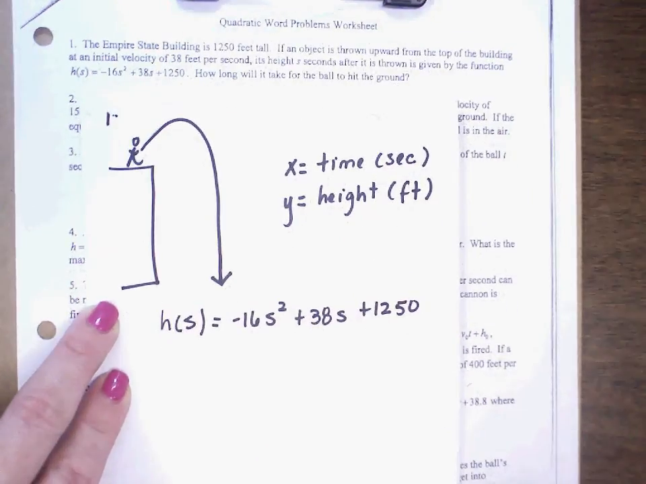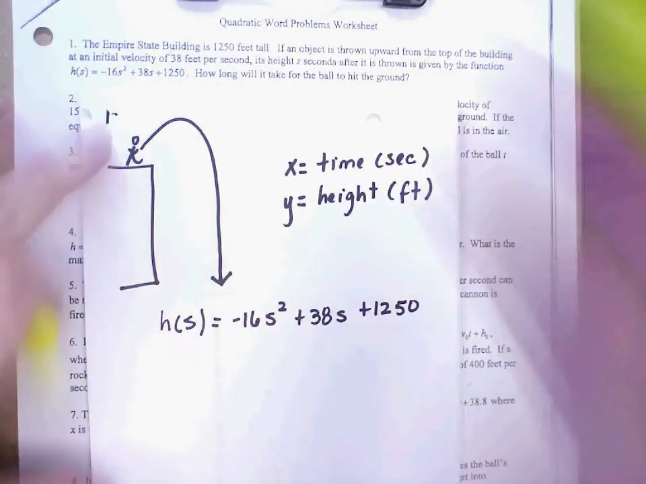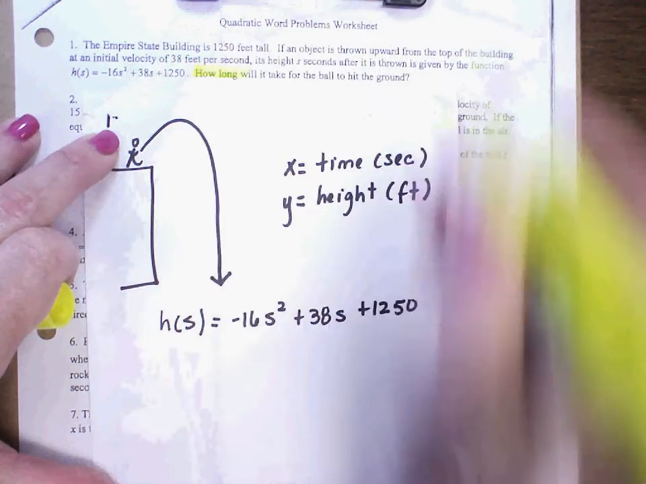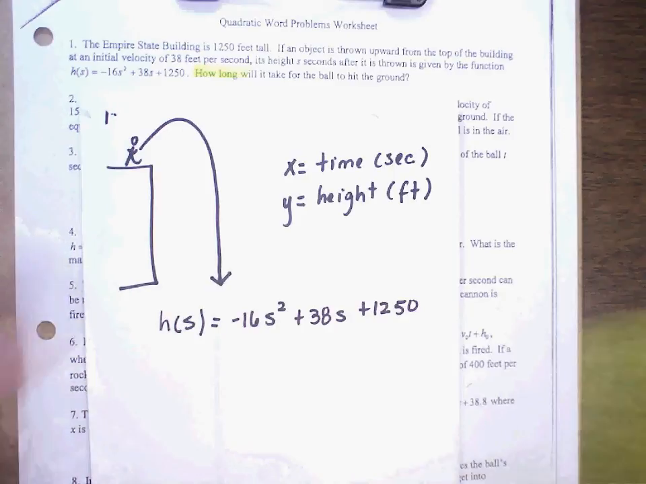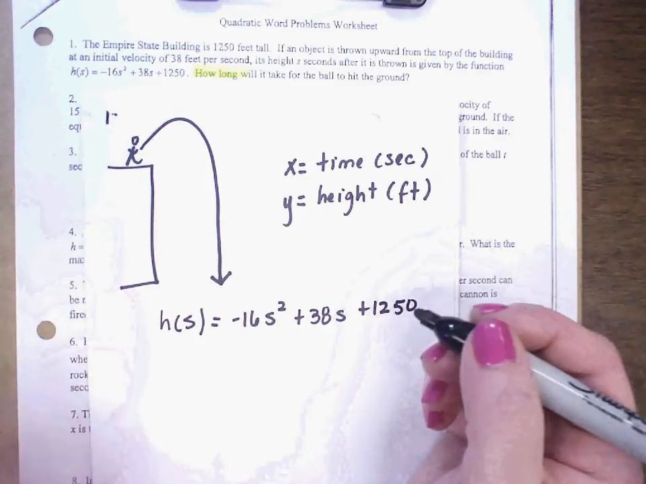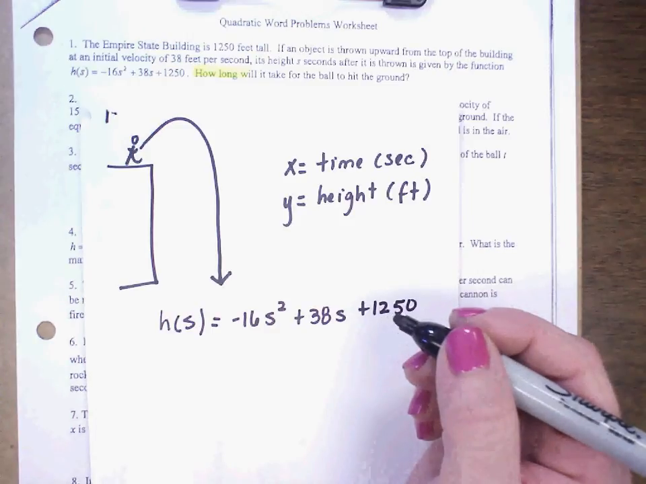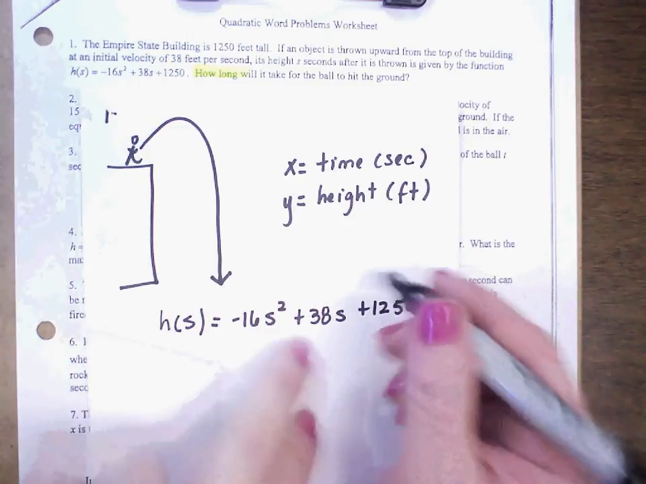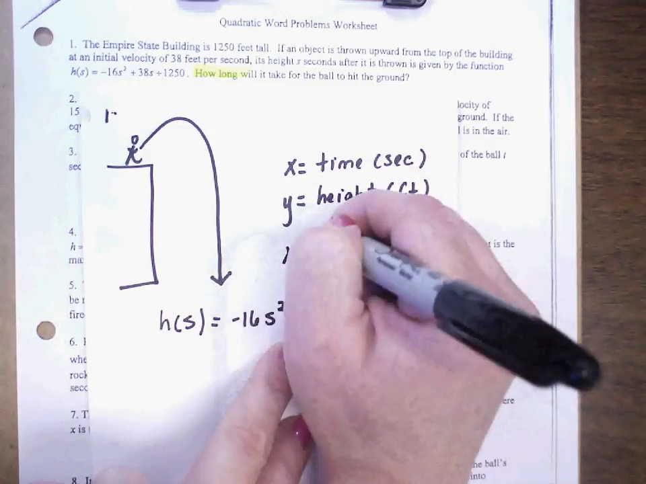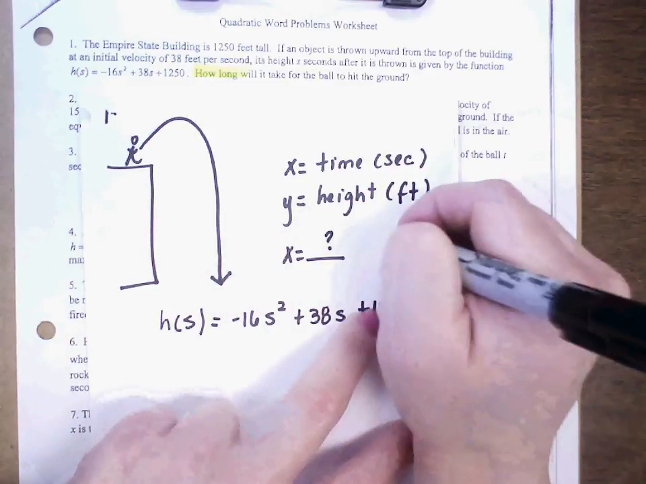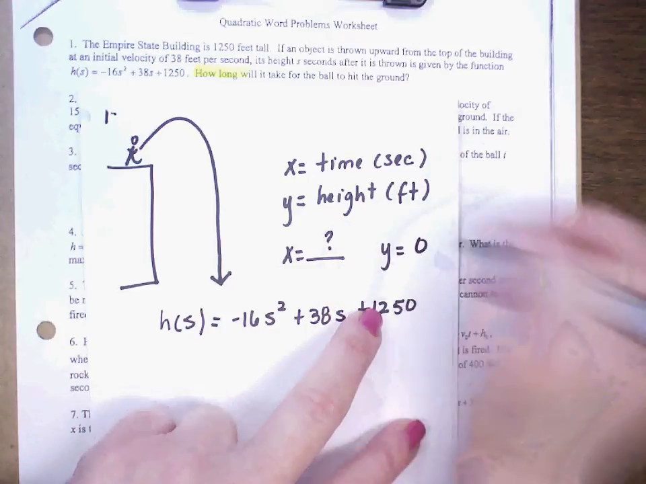And now after I have my function, I'm going to go to my equation, and I'm going to see what they're asking me. How long? So, how long will it take for the ball to hit the ground? So what is it asking me? For the time. So it's asking me for what is x when y equals what? 0, because the ground would be a height of 0 feet.